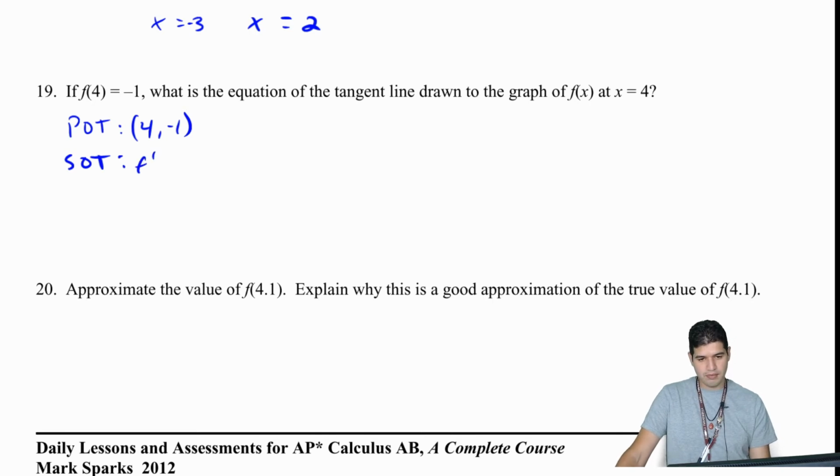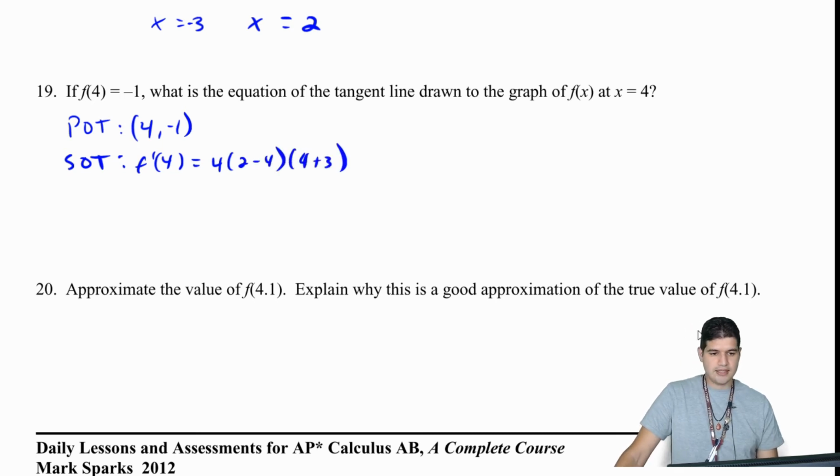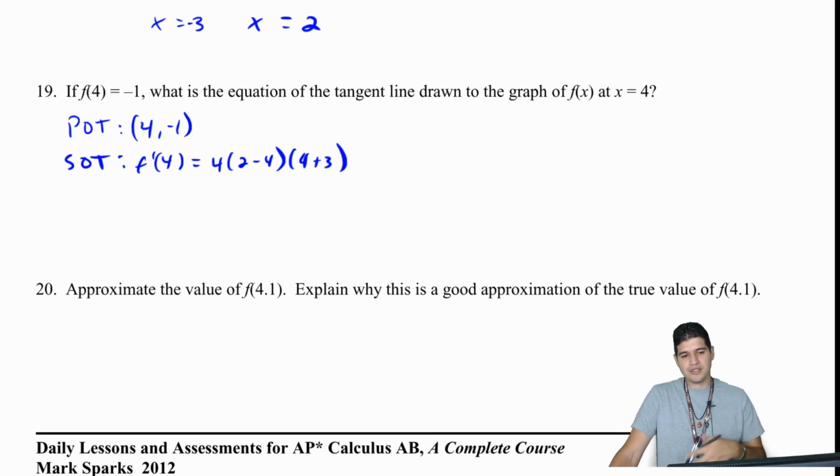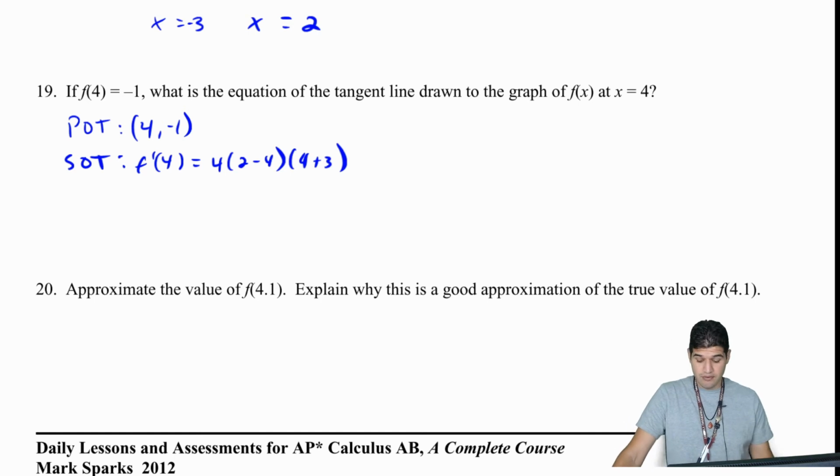So f prime of 4 is going to be 4 times 2 minus 4 times 4 plus 3. And let's see, 2 minus 4, that's -2. 4 plus 3 is 7. So -2 times 7 is -14. And -14 times 4 is -56. Okay, so that's my slope.